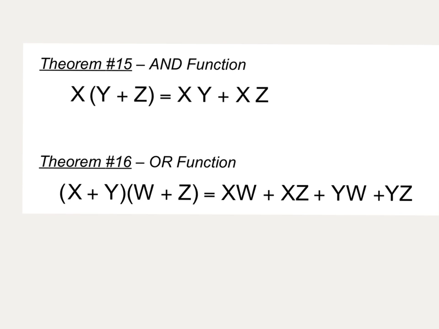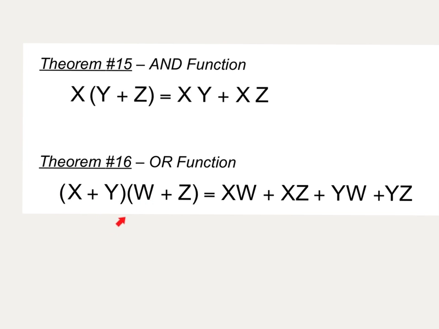Theorems 15 and 16 are the distributive law that you normally see in algebra. And that's probably one that you're going to be using a lot. We see here that x times the quantity y plus z would be equivalent to xy plus xz. You see we would call that distributing out. And here, same thing. We might see some distribution here.